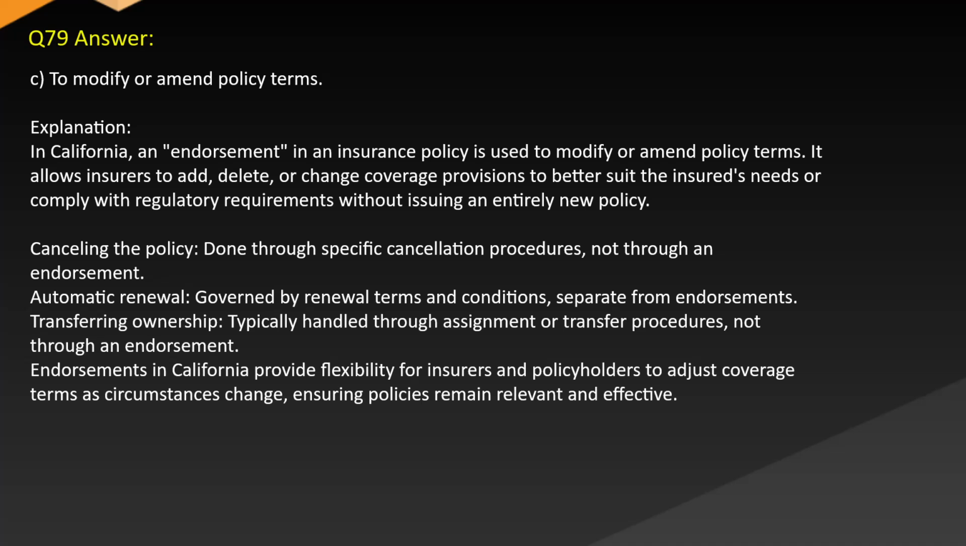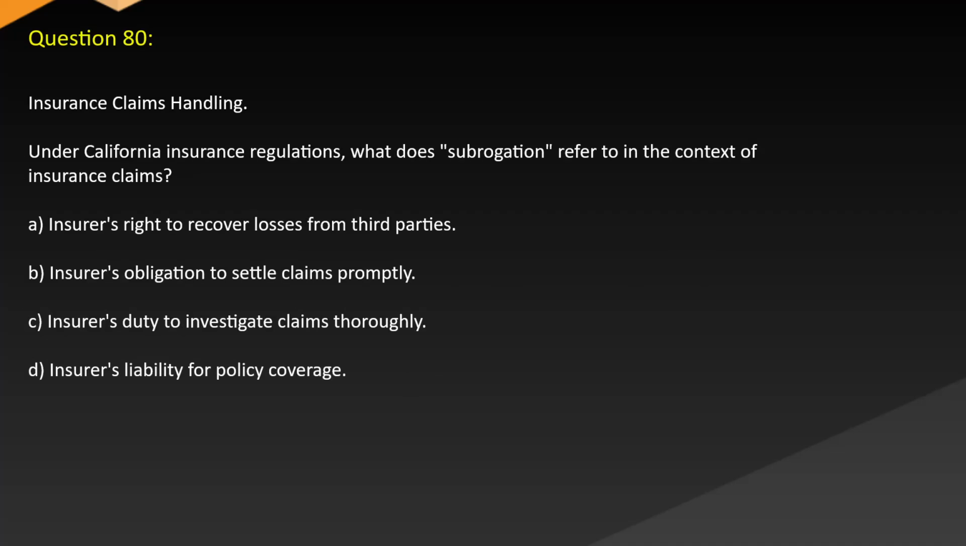Canceling the policy is done through specific cancellation procedures, not through an endorsement. Automatic renewal is governed by renewal terms and conditions, separate from endorsements. Transferring ownership is typically handled through assignment or transfer procedures, not through an endorsement. Endorsements in California provide flexibility for insurers and policyholders to adjust coverage terms as circumstances change, ensuring policies remain relevant and effective. Question 80. Insurance claims handling.